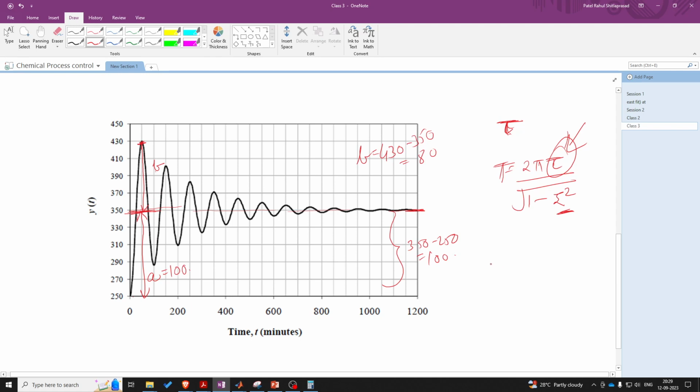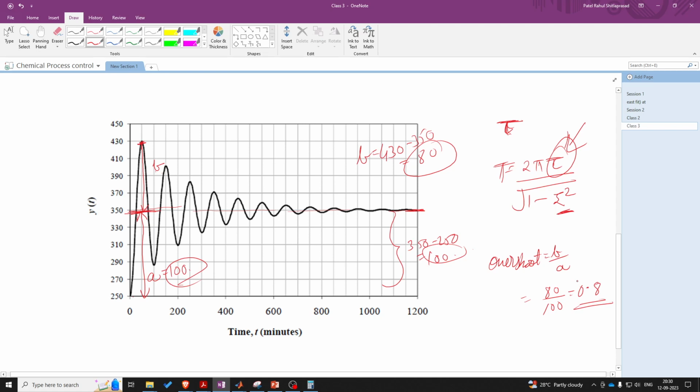So overshoot we defined as B by A. In this scenario, B we calculated as 80 and A we calculated as 100. So overshoot ratio will become B by A, that is 80 upon 100, equal to 0.8. So now we have the value of this overshoot ratio.